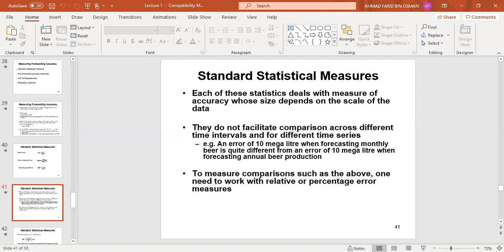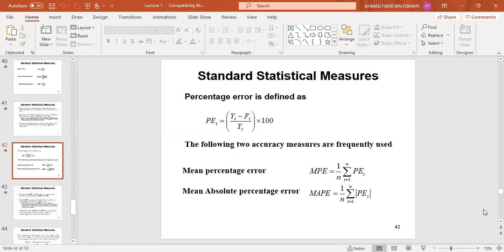So as an alternative to the three measures that I mentioned before, ME, MAE, and MSE, you can also use the percentage error, which is defined by this formula. The percentage error is the difference between actual minus forecast value, divided by the actual value, and then times 100. So it's percent error.